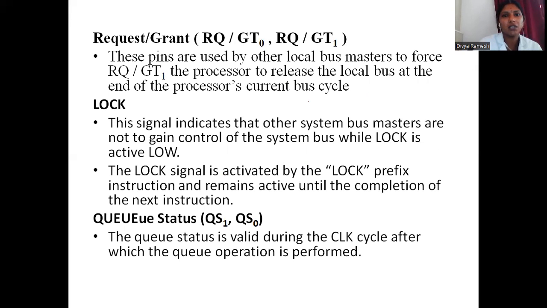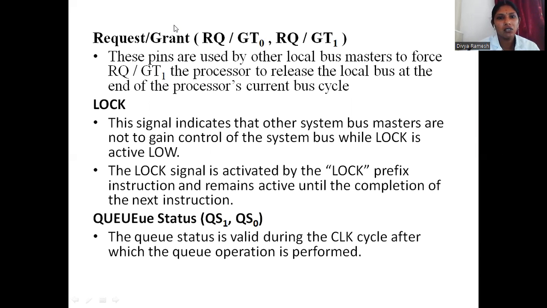Next is the request grant signal. We are going to represent it as RQ/GT0 and RQ/GT1. These pins are mainly used by the local bus masters. These signals are indicated with RQ for request and GT for grant. So these pins are mainly used to make the grant signals.